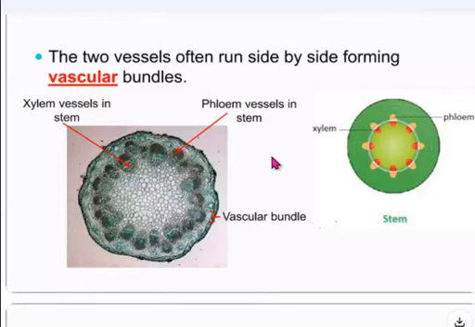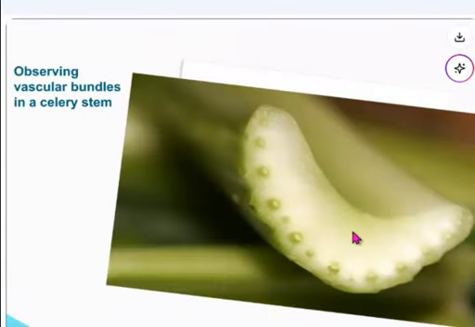Xylem vessel is stem and phloem vessel is stem. So those now form what you refer to as what? The vascular bundle. You get that now? The xylem vessel is stem and phloem vessel is stem. They come together and they are referred to as what? The vascular bundle. And you can see them also here, the xylem and the phloem. So that is that.